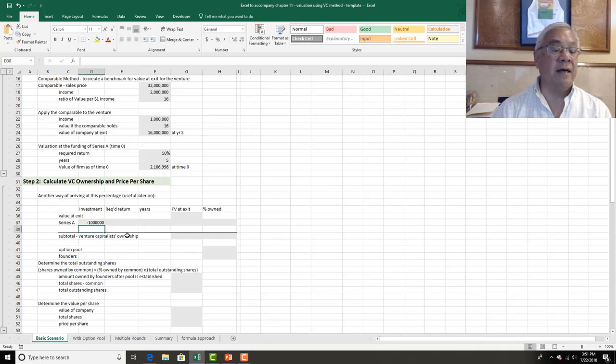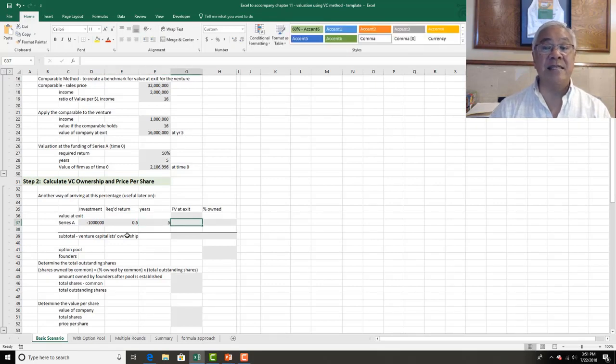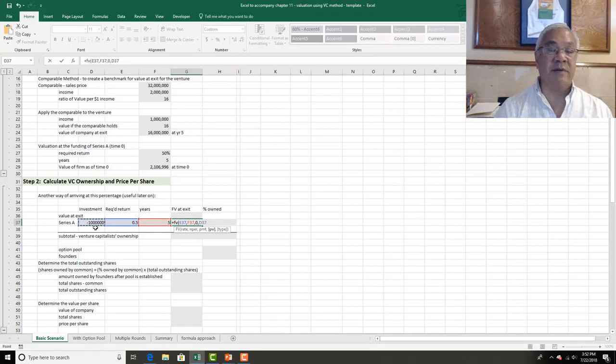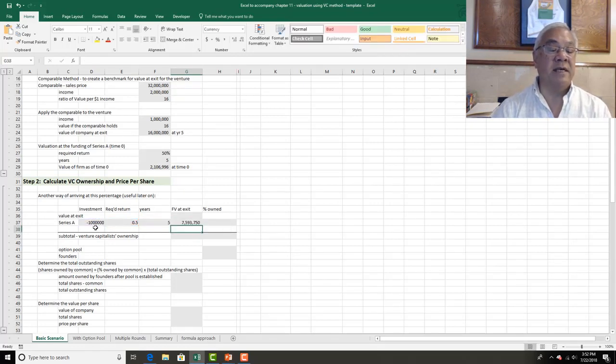So they have $1 million out. Their required return, again, is 50%. Their years are 5. And the future value of what that needs to be worth to make it worth their while, that 50%, is a future value calculation. So plus FV, open parens, the rate is 50%, comma, the number of periods is 5, comma, payments are 0, comma, the PV is investment of $1 million, so that is worth $7.5 million at exit.